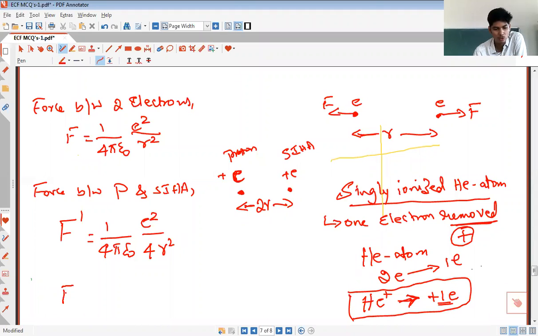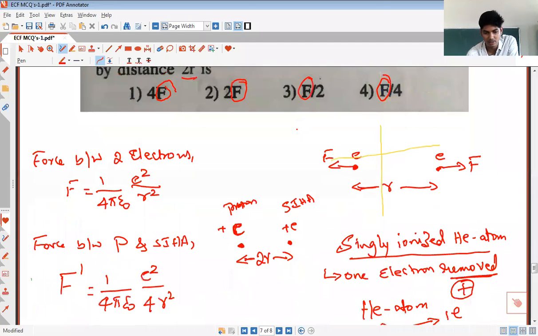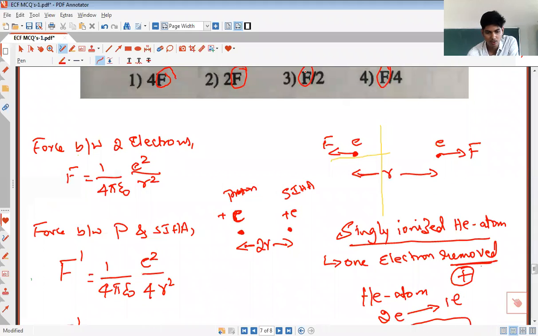So I can write the force between a proton and a singly ionized helium atom as equal to... Options: what is the force between a proton and singly ionized helium atom? 4F, 2F, F by 2, F by 4. See, the force between the proton and singly ionized helium atom should be expressed in terms of the force between two electrons. You need to express the answer in terms of the force between two electrons. What will be the answer? Will you decide? What will be the answer? Very good.